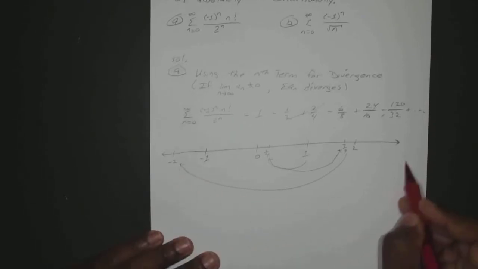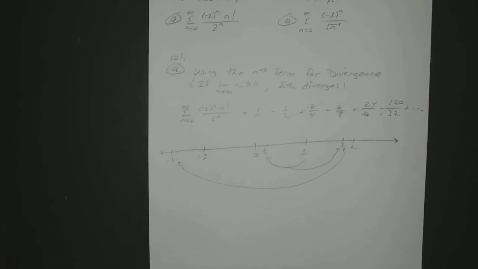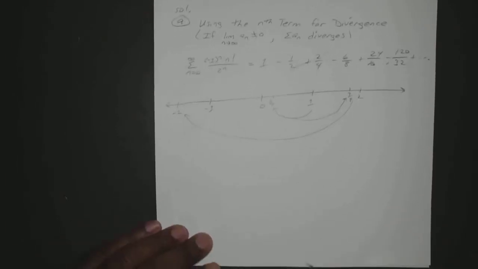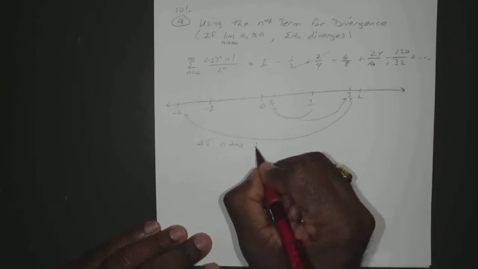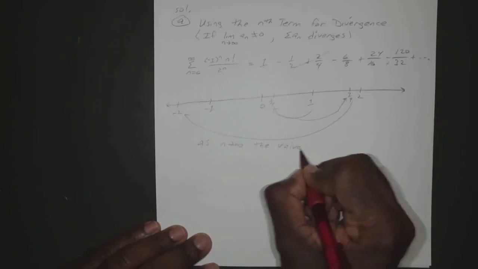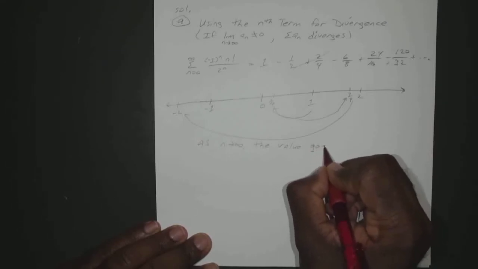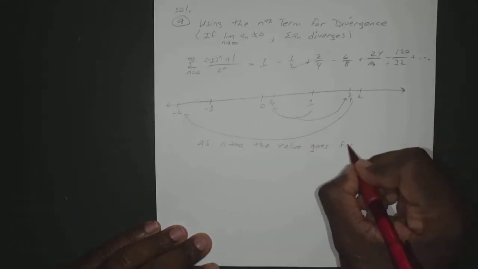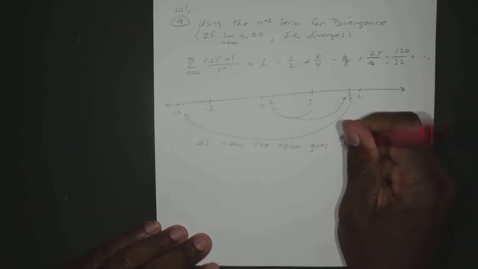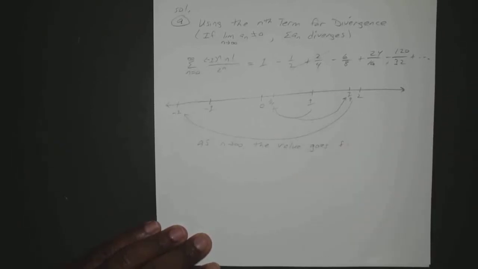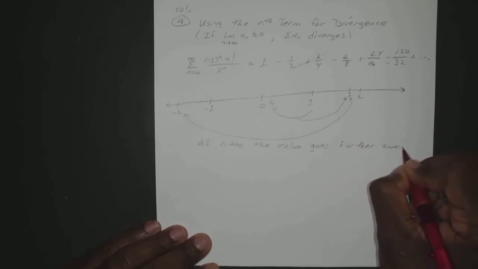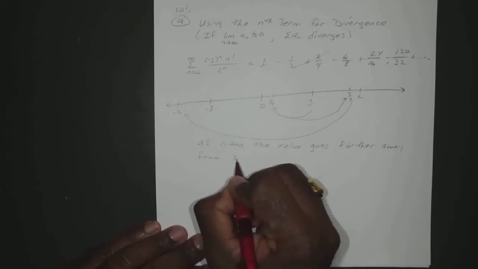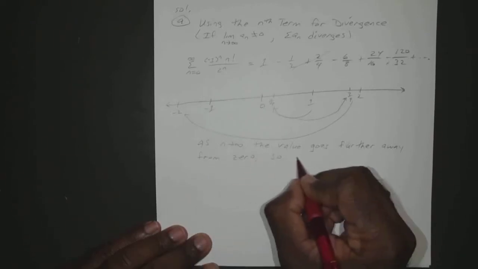And then when you add, it's going to go further. So each way, it goes further and further away from 0. So this one actually diverges. As n approaches infinity, the value goes further away from 0. So it diverges.